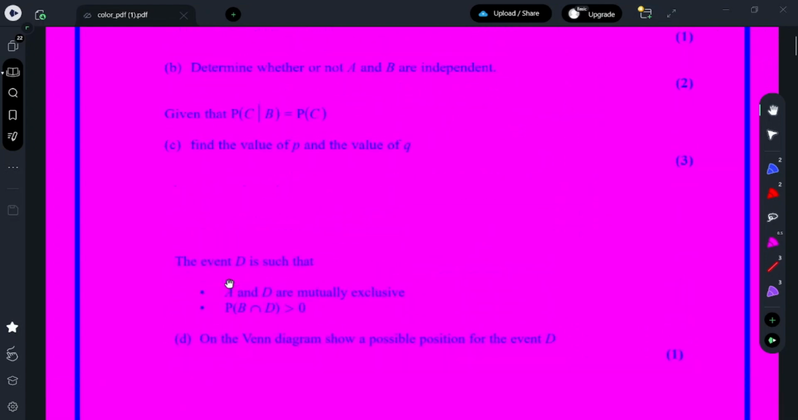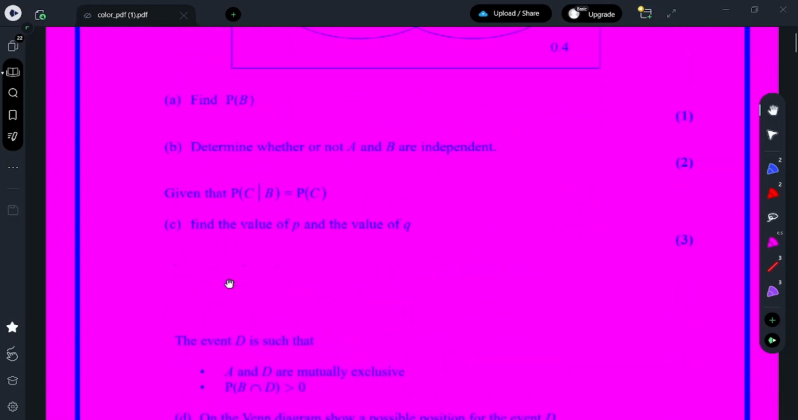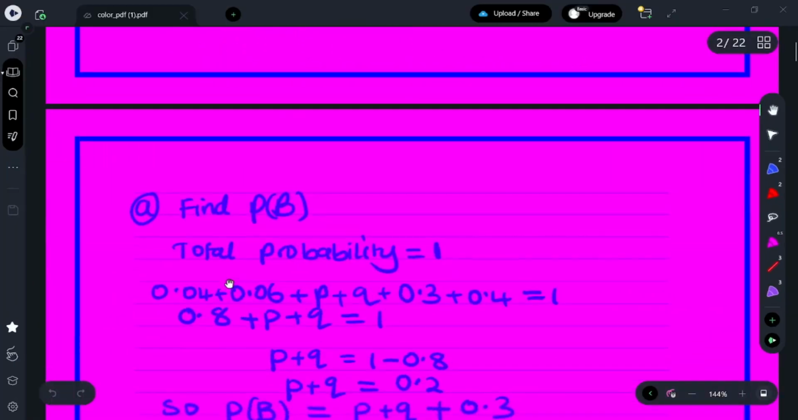So we come to the working for the probability for B. Since we know that the total probability is equal to 1, we need to add all the probabilities in the Venn diagram and they should add up to 1. What does that mean? So we have 0.04, 0.06, P, Q, 0.3, 0.4, which is equal to 1. And we add the 0.04, 0.06, and 0.